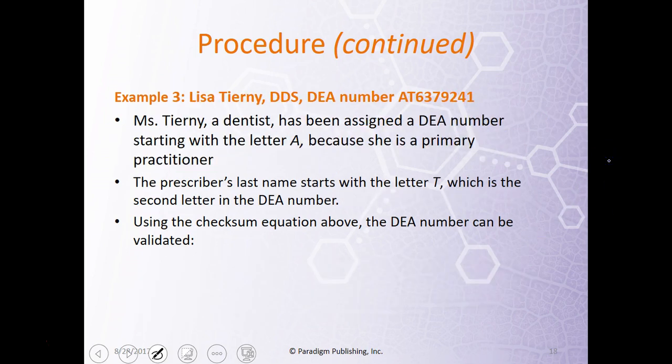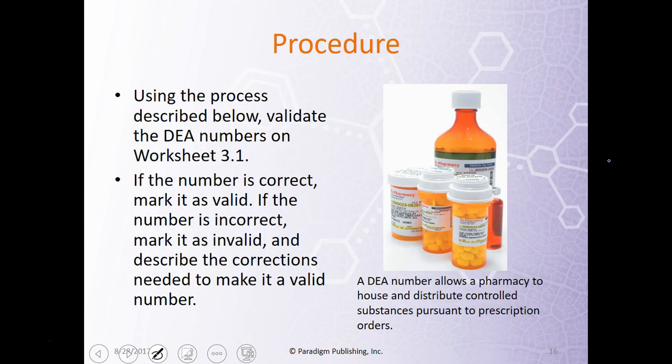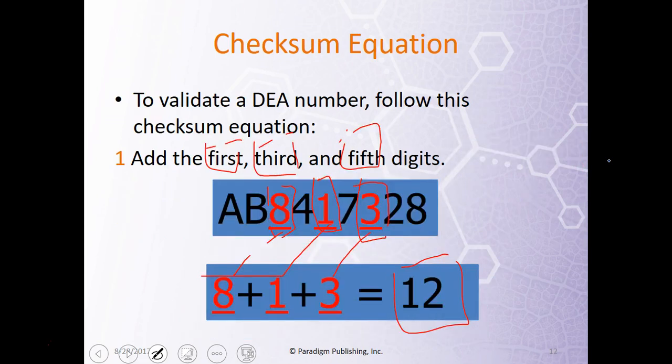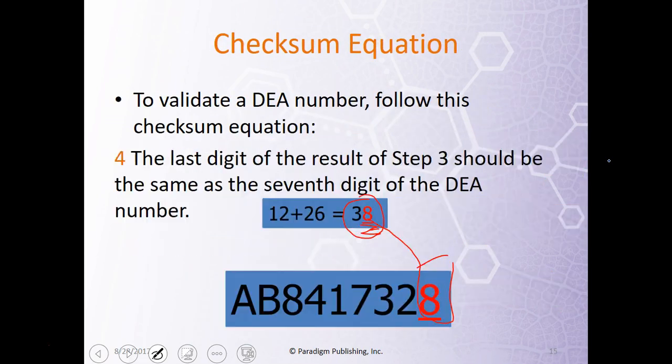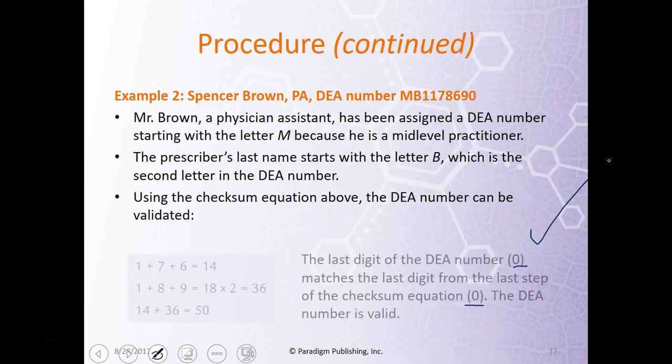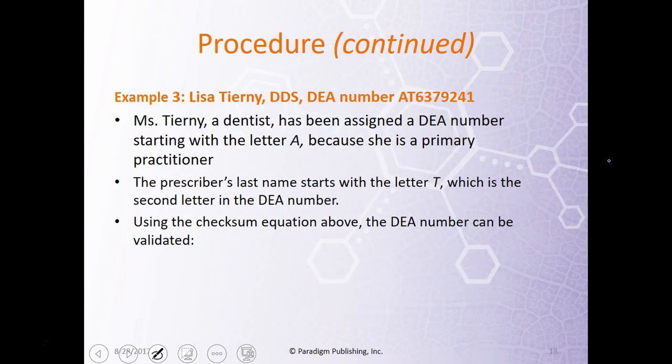All right, let's try this one together. Lisa Tierney is a dentist. DDS is for dentist. So dentist is going to have an A, a B, or a, all of a sudden I went blank. F. So A, B, or F.